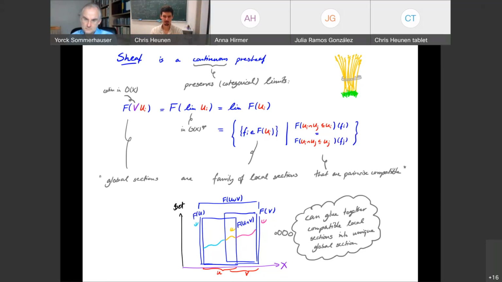So if this is the case, then I want there to be a single global section on the left-hand side. So I want there to be an element of F of the union of U and V that restricts to the two things I chose, the pink one and the teal one. Right, so you should think about this as: I can glue together compatible local sections into a unique global section. If I have a cover U_i of some big open U, and I have local sections over each of the parts of the cover that do the right thing in the overlap, then I can paste them all together into a big section over all of U. Right, that's the definition of a sheaf. So a sheaf is a continuous pre-sheaf.